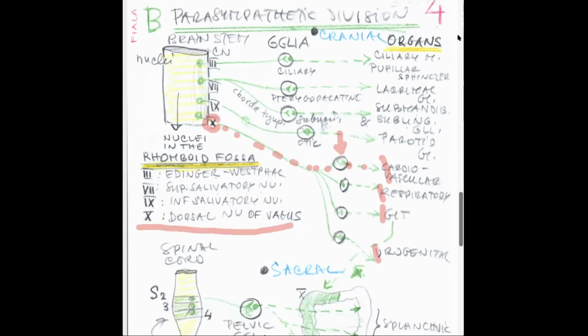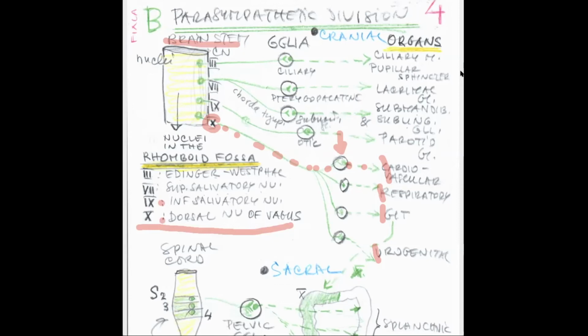Repeating and revising. In the rhomboid fossa of the brainstem, as we said, are situated the nuclei: Edinger-Westphal, number 3, superior salivatory nucleus, number 7, inferior, number 9, dorsal nucleus of the vagus, number 10.